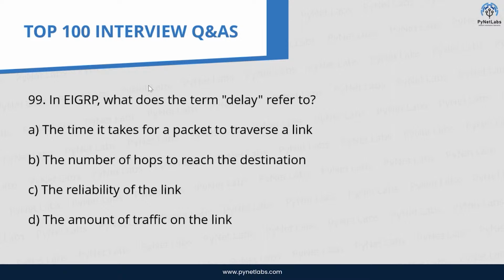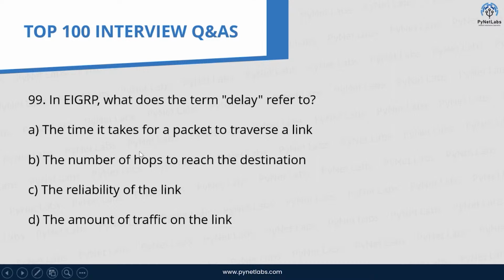We know that the more the bandwidth, the less the delay we will be getting in here. And technically, EIGRP is going to use bandwidth and delay in the calculation for selecting the best path. So these are the fixed constant metric values which EIGRP is going to use. So therefore, the correct answer is going to be option A, the time it takes for a packet to travel over the link.